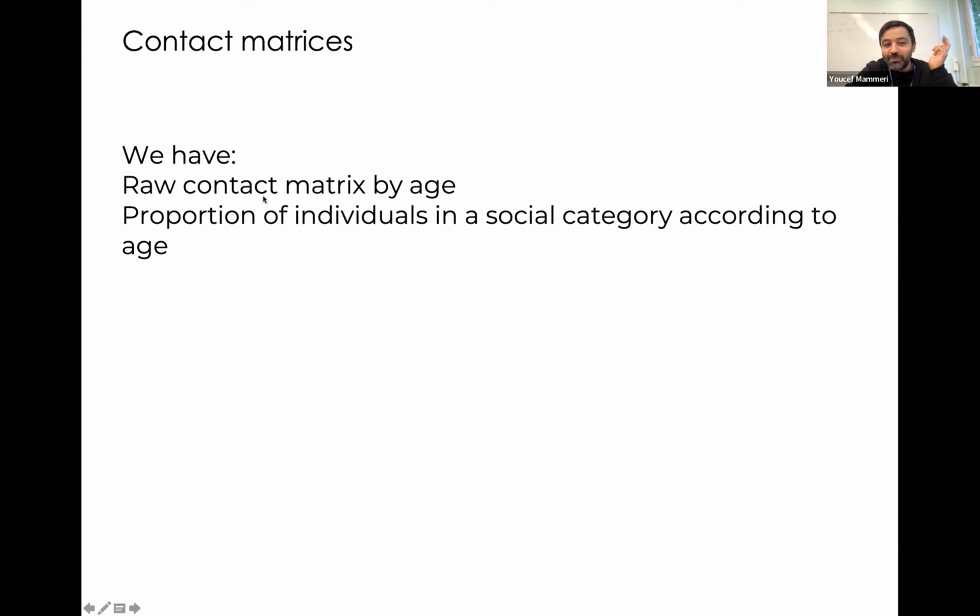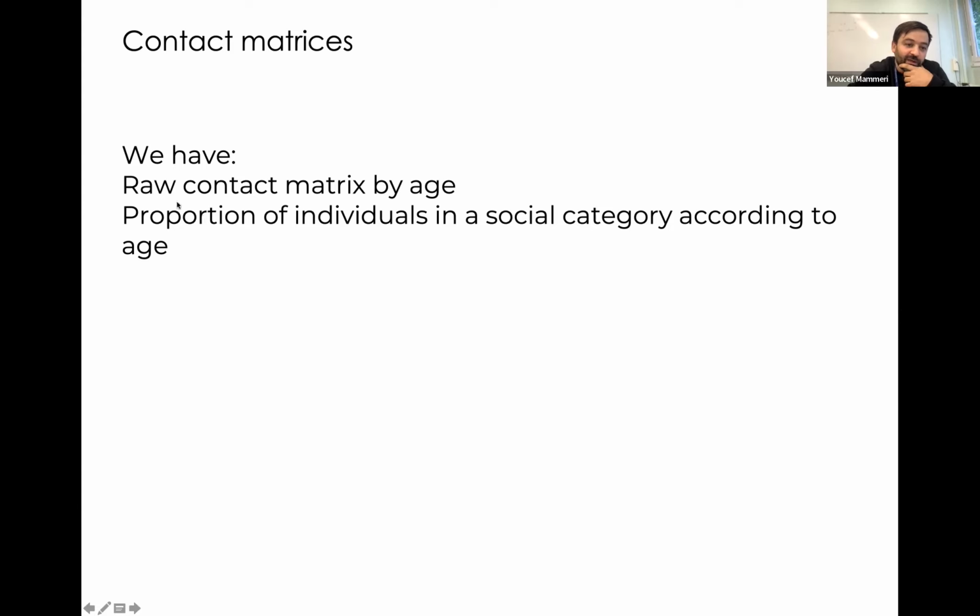But for a mathematician, if you look at the matrix, it's very strange because the matrix is not symmetric. This is very strange because if you have contact with someone of age 20, he also has contact with you. So it should be symmetric, but it's not. So there's some problem with the matrix itself.